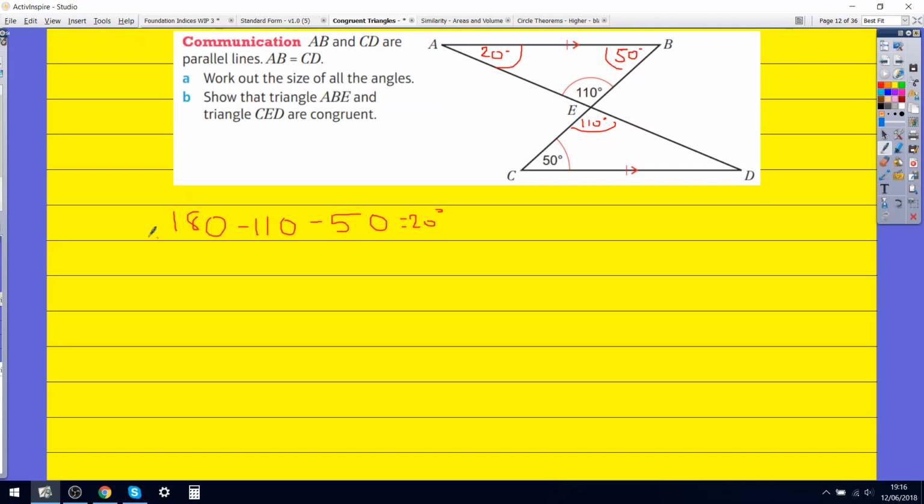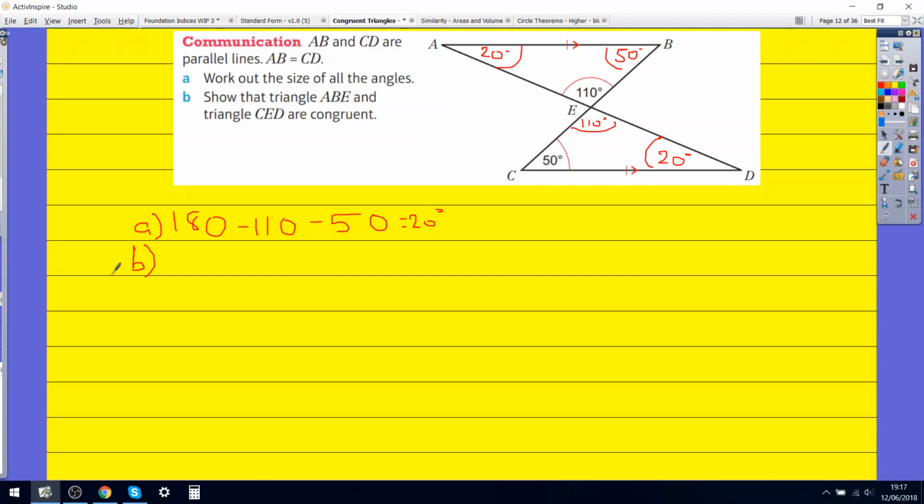Okay, so that's part A. And then part B, how do we show that these two triangles are congruent? So they follow the angle, side, angle. Wait, I'll just check. No, that's not it. So they follow the side angle side rule. Is that right? Okay, so we're aiming towards angle side.